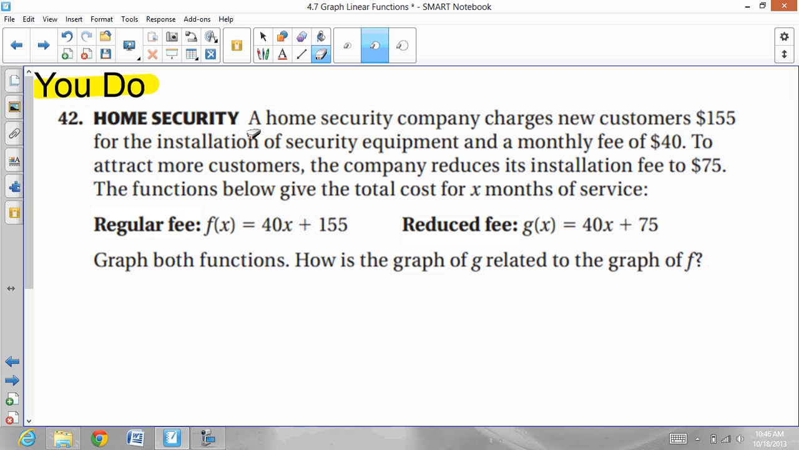Now this is a you do question, which means I'm going to start this and then you are going to finish the graphing part on your own. So I'm going to ask you to pause the video, read the question, understand the question, and begin together.